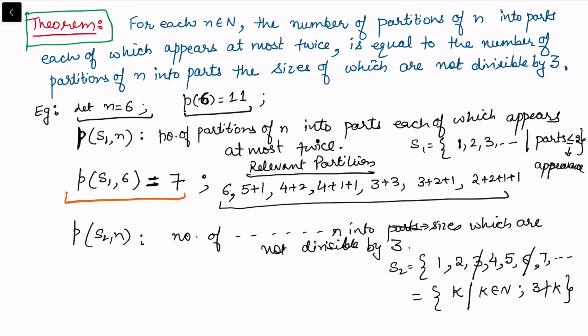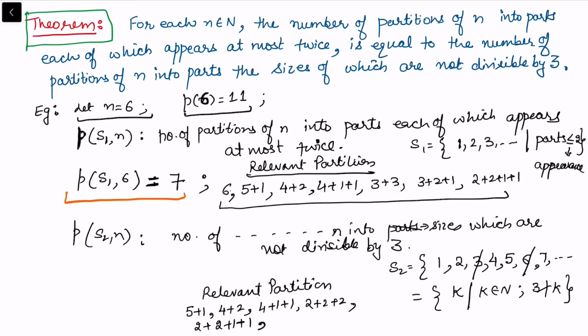Now similarly, we will count the relevant partitions for this. I want to write the partitions of 6 where the parts are not divisible by 3. So 6 will not be allowed because 6 is a multiple of 3. So 5 plus 1, then we can have 4 plus 2, 4 plus 1 plus 1, 2 plus 2 plus 2, 2 plus 2 plus 1 plus 1, and then 2 plus 1 plus 1 plus 1 plus 1. And finally we can have 1 plus 1 plus 1 plus 1 plus 1 plus 1.